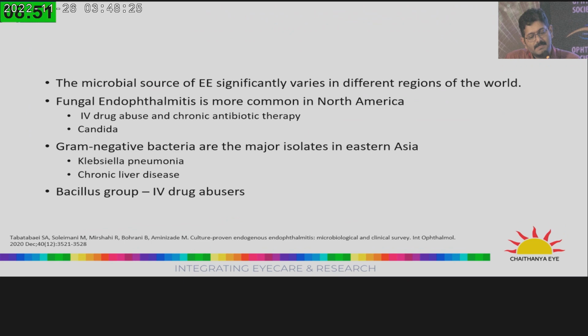Now, the microbial source of endogenous endophthalmitis varies significantly in different parts of the world. Fungal endophthalmitis is more common in North America, where IV drug abuse has been implicated as one of the causes, and Candida is the most common organism isolated. In Eastern Asia, it is gram-negative bacteria, and Klebsiella pneumoniae has been the most common associated organism. Bacillus group has been associated with IV drug abusers.